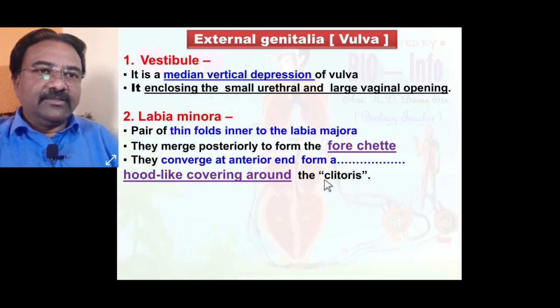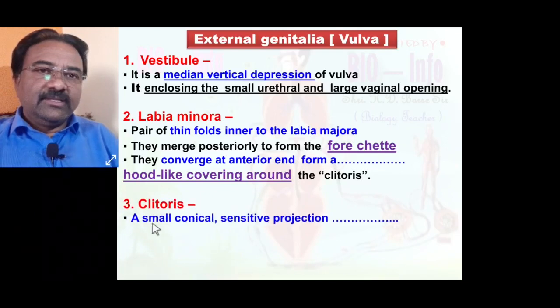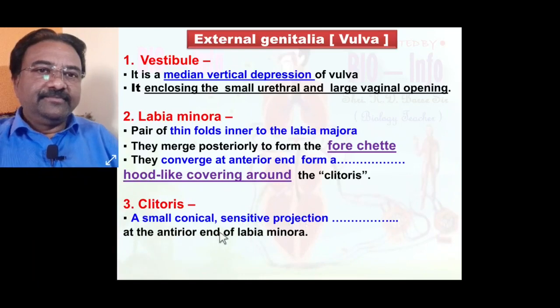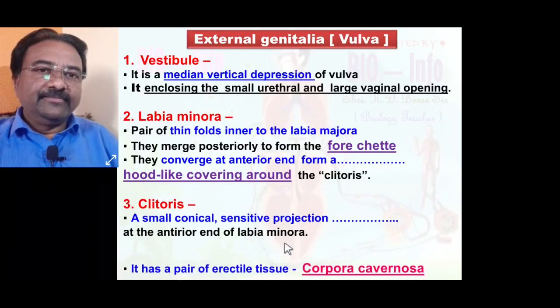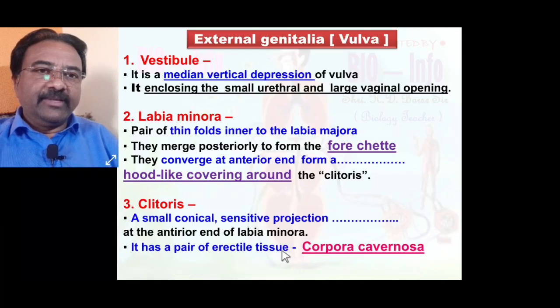So clitoris is also one of the parts of the vulva. Number 3, clitoris, a small conical sensitive projection at the anterior end of labia minora. It has a pair of erectile tissues known as corpora cavernosa. Corpora cavernosa are seen in the penis as erectile tissues.